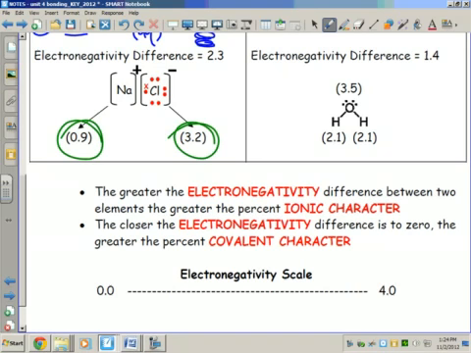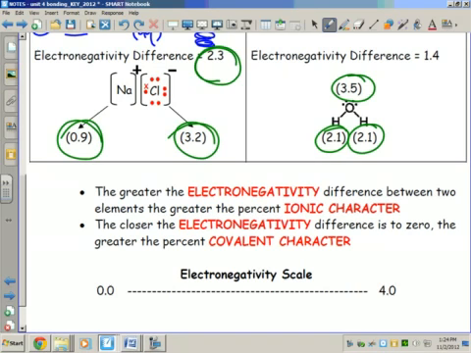the highest being 4.0, which is fluorine. So chlorine's pretty close to that. Because there's such a huge difference in electronegativity, chlorine will rip the electron away from sodium, forming sodium chloride, an ionic compound. When you look at this covalent compound to the right, you have water, you have oxygen at 3.5, you have hydrogen at 2.1 each.